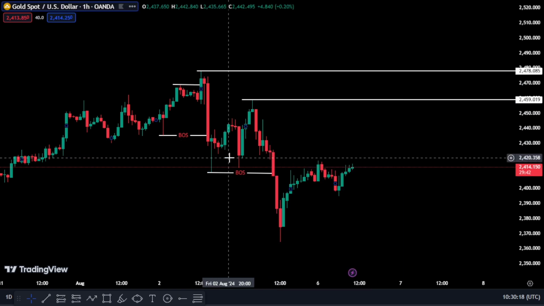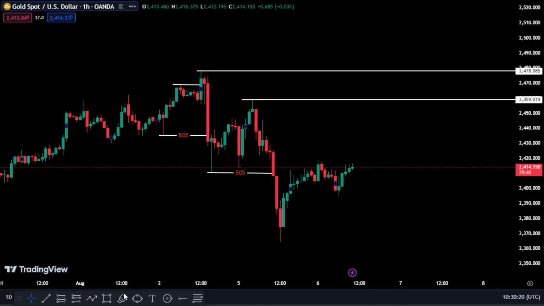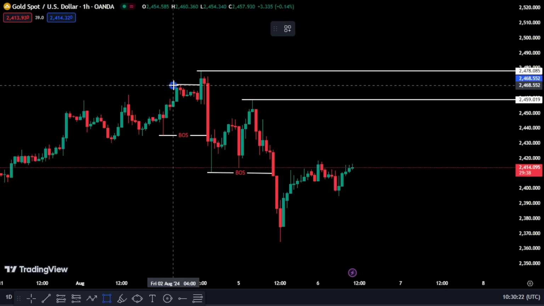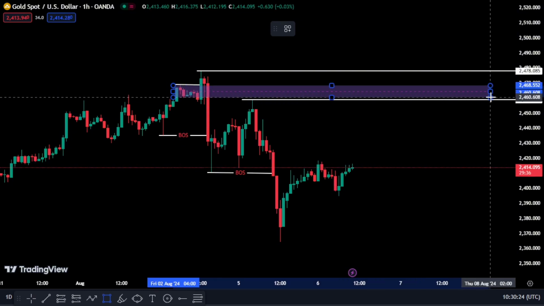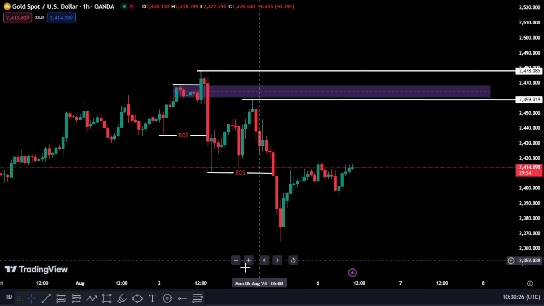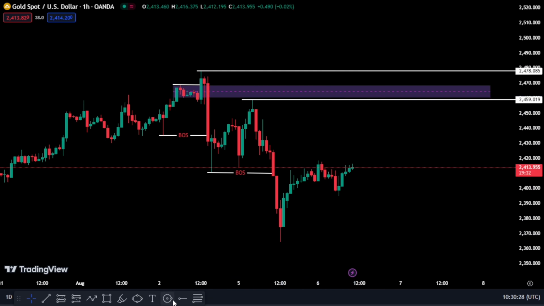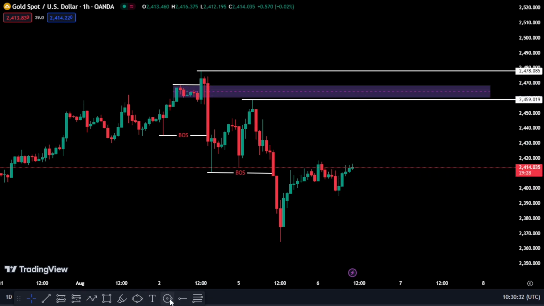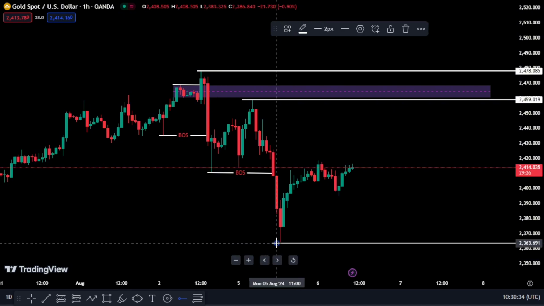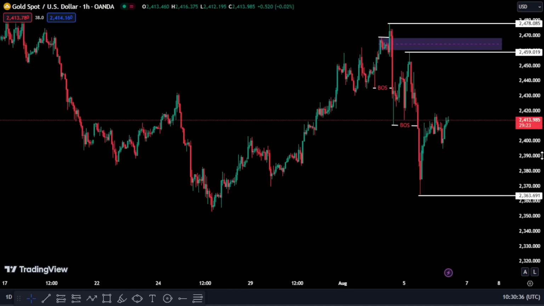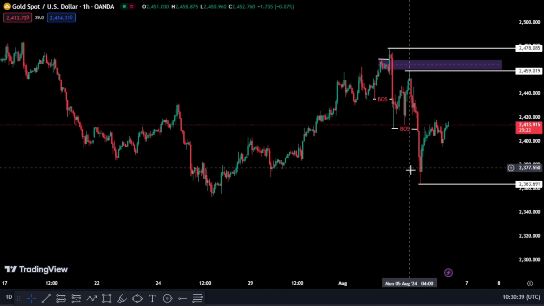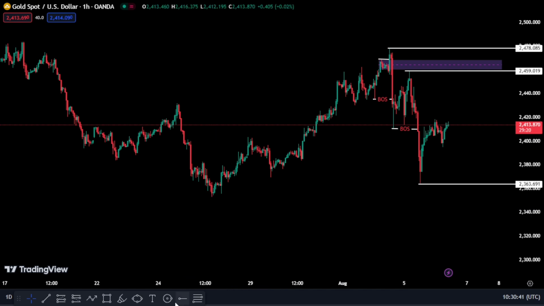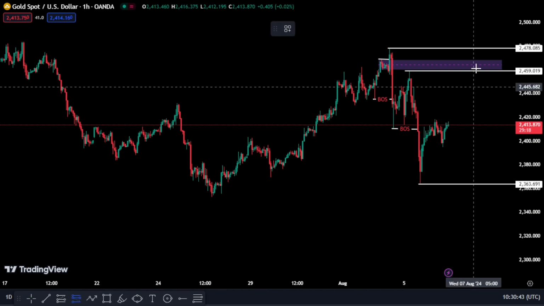See everything, all perfect, guys. And then this is your POI, your point of interest, where you're waiting for the market to come and tap into it, and then you take your sales. And here is your target. All right, so there is your target, guys. You can decide to target your first target here, and your second target. But that is no business of mine.